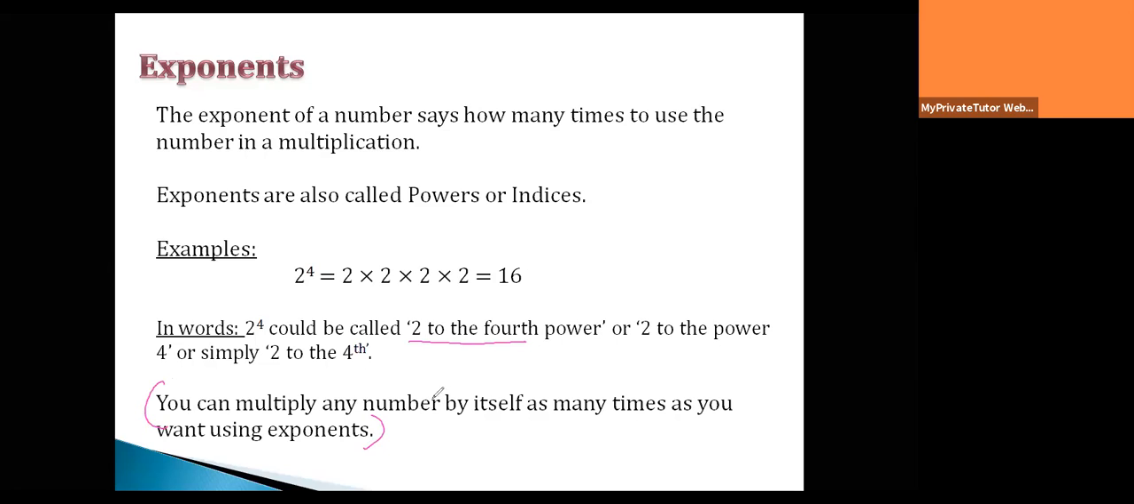We can multiply any number by itself as many times as we want using the exponent. For example, if we have a question as 4 power 6, we need to multiply 4 by itself 6 times. I hope everyone knows this. Okay, let's go to the whiteboard and let me explain a bit more.